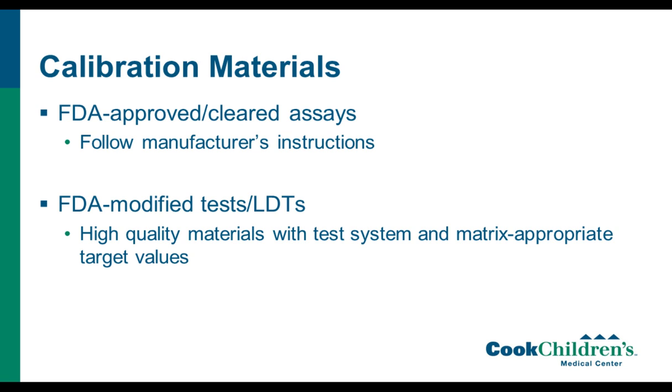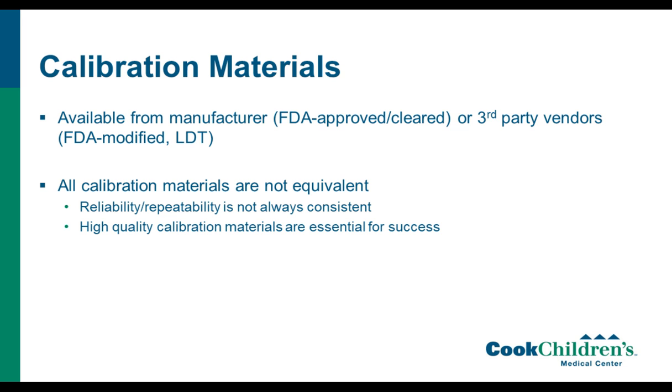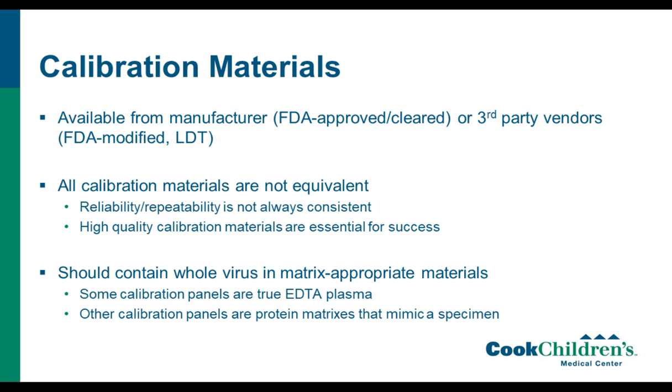So you want high-quality materials that have test system and matrix appropriate target values. And matrix is referring to your specific source, so plasma, CSF, etc. Calibration materials are available from the manufacturer, often for FDA-approved tests, or from third-party vendors as well. I want to make the point that all calibration materials are not equivalent. There are lots of CMV calibration panels out there, for example, but the reliability and repeatability is not always consistent. Some manufacturers have more robust calibration panels than others. It's important to use high-quality calibration materials that have less variability so that your assay is consistent and you don't run into any QC failures or issues with variation in your assay reporting.